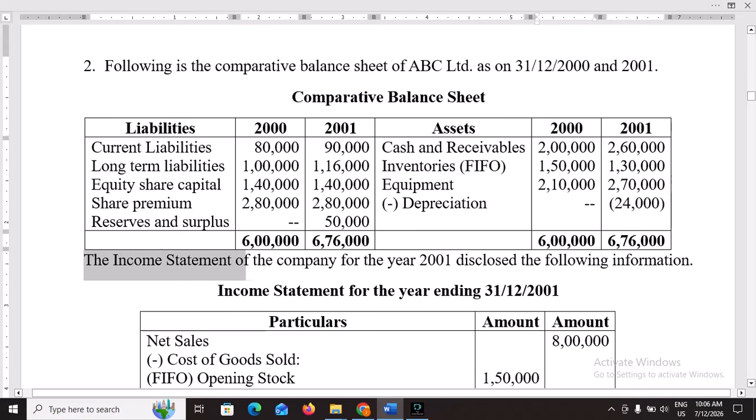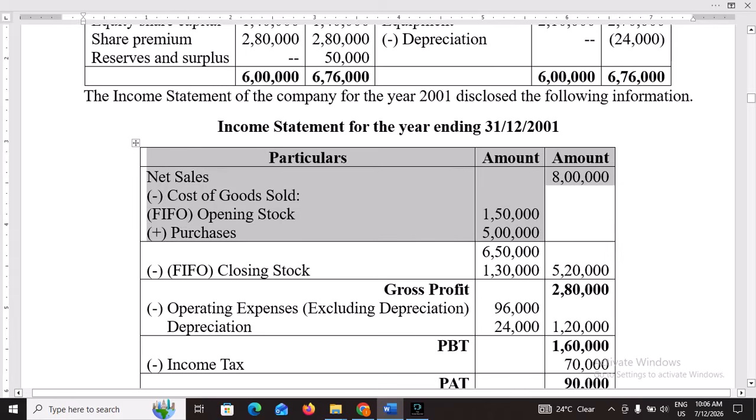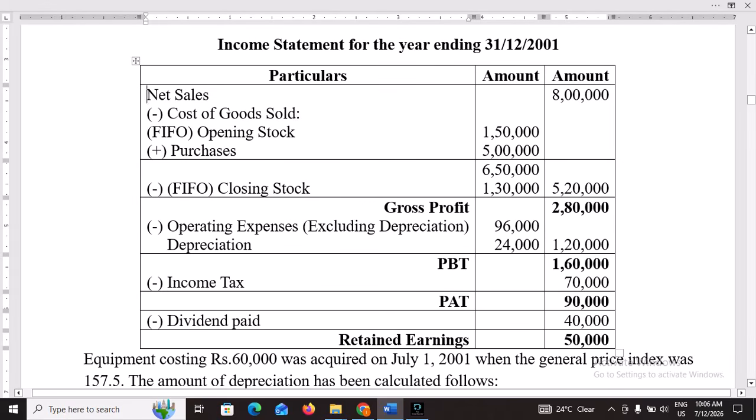The income statement of the company for the year 2001 disclosed the following information. Income statement for the year ending 31/12/2001. Net sales 8 lakh rupees, less the cost of goods sold under FIFO method: opening stock 1 lakh 50,000 plus purchases 5 lakh, total 6 lakh 50,000, less FIFO closing stock 1 lakh 30,000, gives 5 lakh 20,000. So 8 lakh minus 5 lakh 20,000 is 2 lakh 80,000.